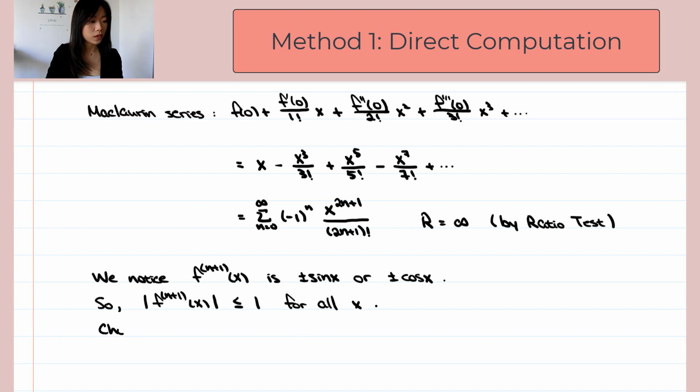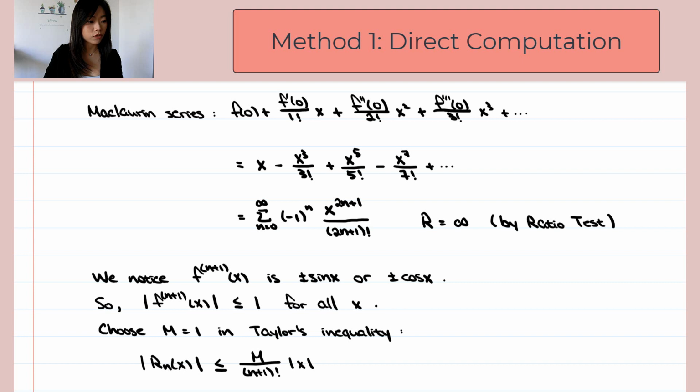So we can choose the upper bound, m equals 1, in the Taylor's inequality. So the absolute value of the remainder, Rn, by the Taylor's inequality, is always smaller than or equal to M divided by (n plus 1) factorial, times the absolute value of x to the power of n plus 1. And we chose M equals 1, so this equals the absolute value of x to the power of n plus 1 divided by (n plus 1) factorial.